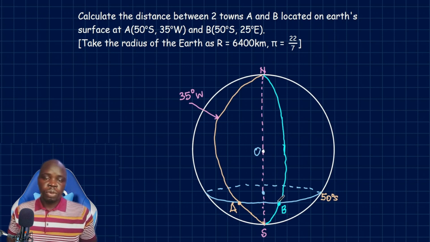Therefore, we need to join these 2 points A and B to this center here. To be consistent, we can also join using the same color. Between them, we have this angle here, which we can call theta. And the distance required for us to calculate is from A up to B. This is the distance we're requested to calculate.